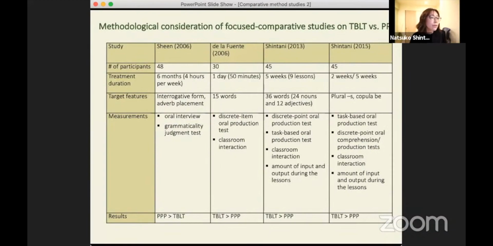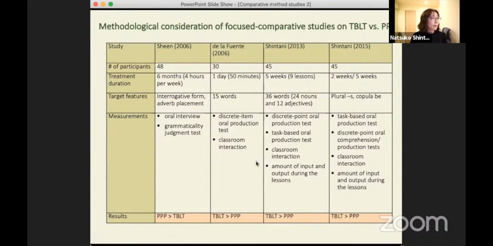Including these two studies, I found, maybe there are more, but four focused comparative studies comparing TBLT and PPP. These studies involved relatively smaller cases and shorter treatment durations, investigating specific language features rather than general proficiency. Often included tests in favor of both groups, but as it's only three or four, although three out of four studies show the superiority of TBLT, we cannot say that they provide conclusive evidence as only a limited number of studies explicitly compare the two approaches.